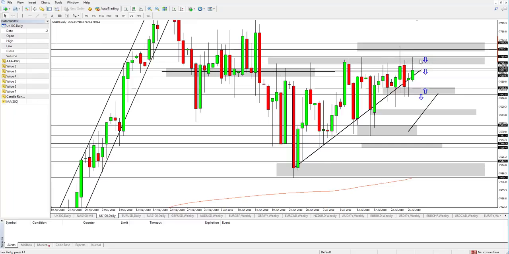Okay, sorry about that guys, the battery on my mouse died, so that's a new one for me. Pretty happy that didn't happen whilst I was in a trade.